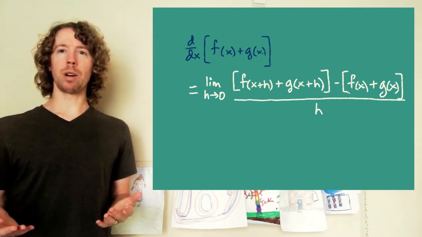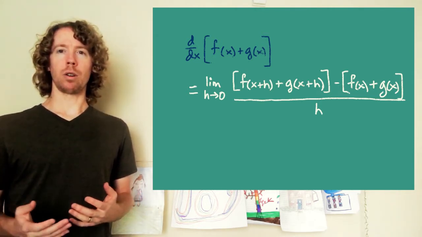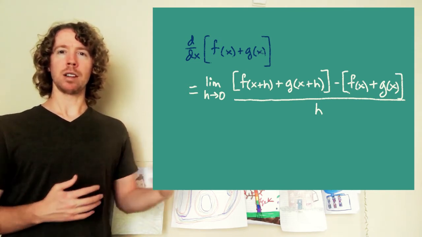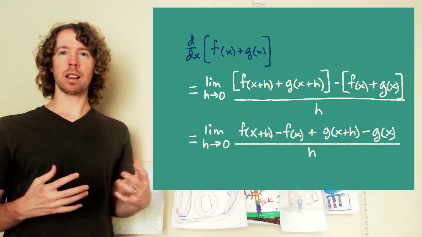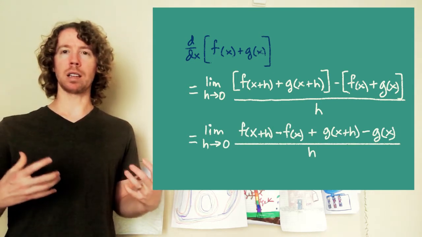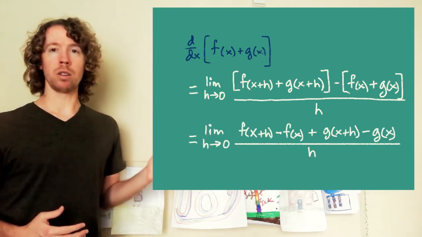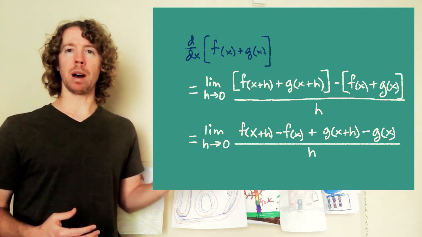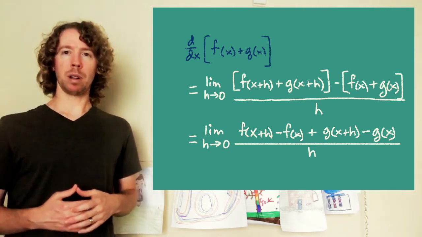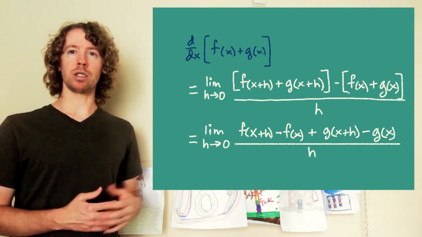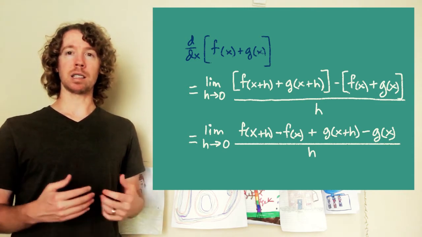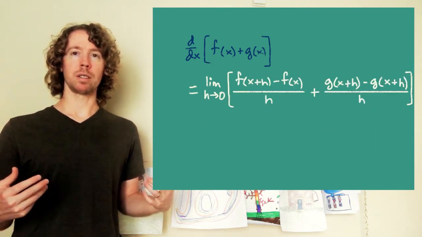And now I'm going to rearrange the terms in the numerator. So I'm going to bring the f's together and the g's together, because I think that if I do that, it will split apart nicely and give me what I want. So in the numerator now, f of x plus h minus f of x plus g of x plus h minus g of x. And now let's split that apart as two fractions.